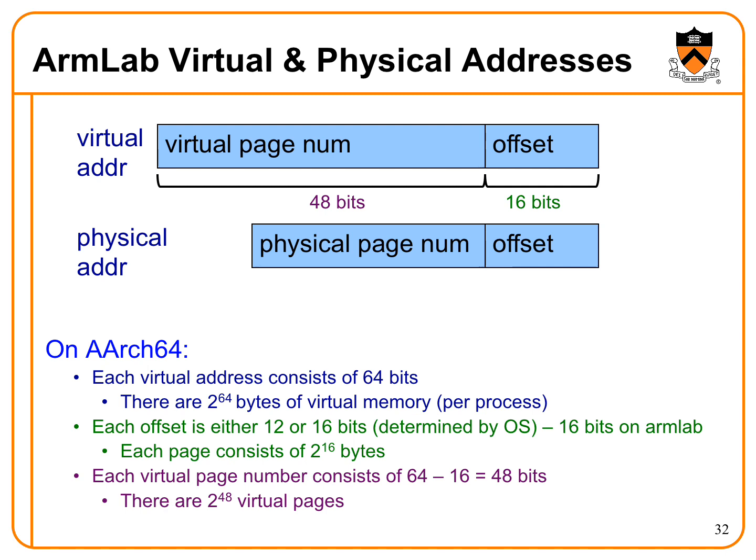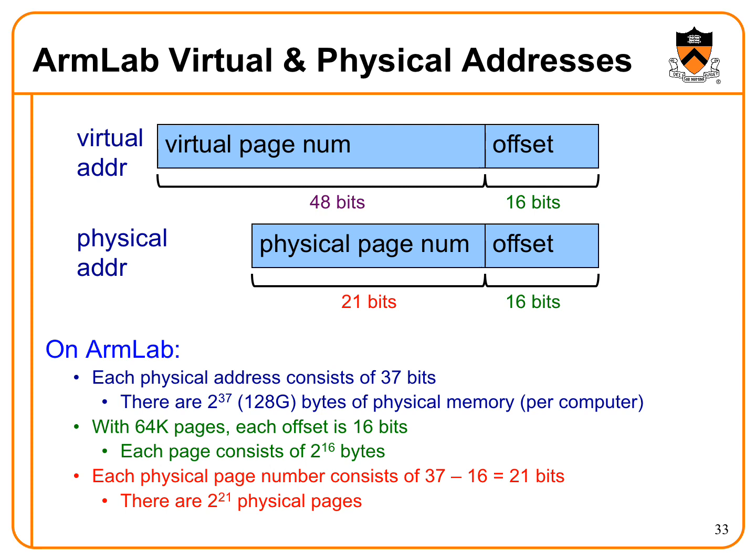There must be enough bits to uniquely identify a page size worth of addresses. So in this case, on ArmLab, the page size is 64 kilobytes, so we need 16 bits to store those offsets, because 64 kilobytes is 2 to the 16. That leaves 48 bits to store the virtual page number, and thus there are 2 to the 48 virtual pages.